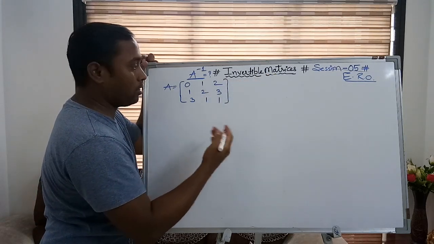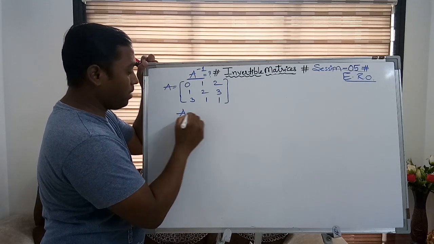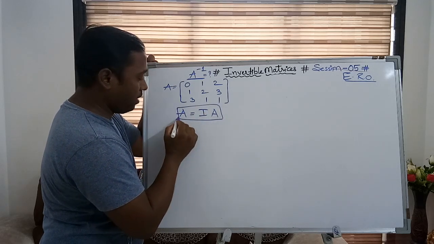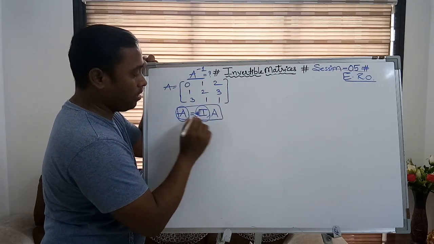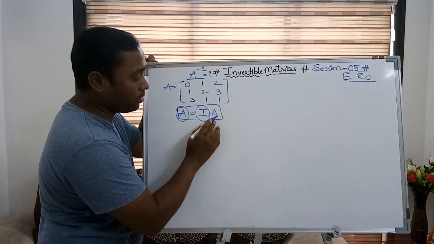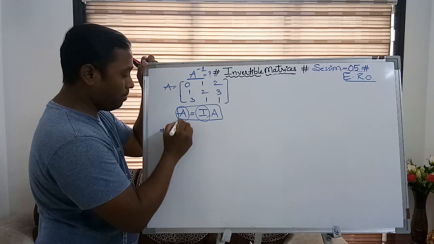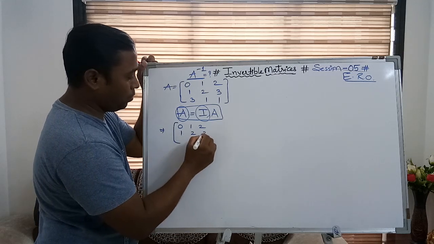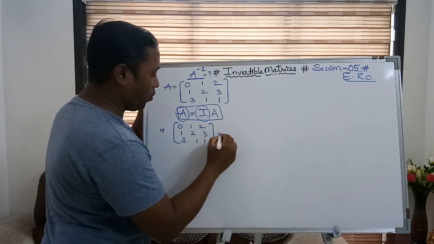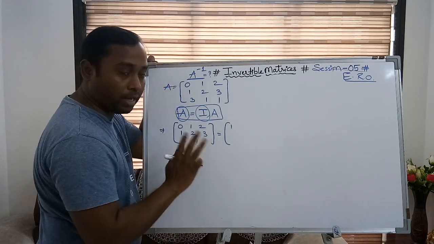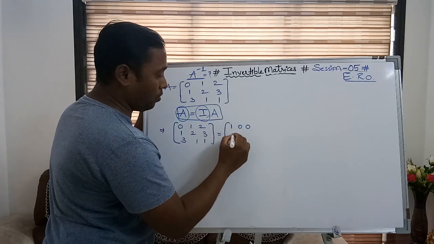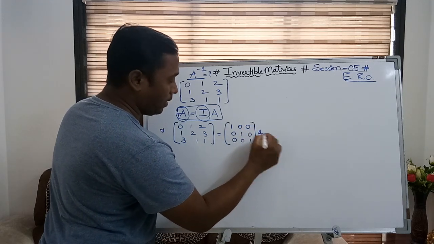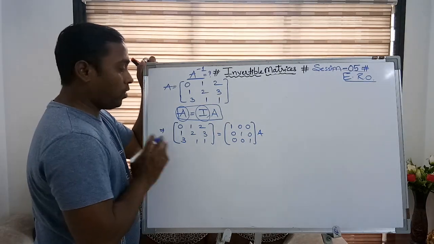Now, the first and most important step is what? Always we write step 1 as: every square matrix can be written as I into A. In this manner we'll start, and we'll replace this A and I with their corresponding matrices. We will not disturb this A. So what is the A matrix given? 0 1 2 1 2 3 3 1 1. And what is I here? The identity matrix of order 3 by 3, so it would be 1 0 0 0 1 0 0 0 1, into the A matrix.